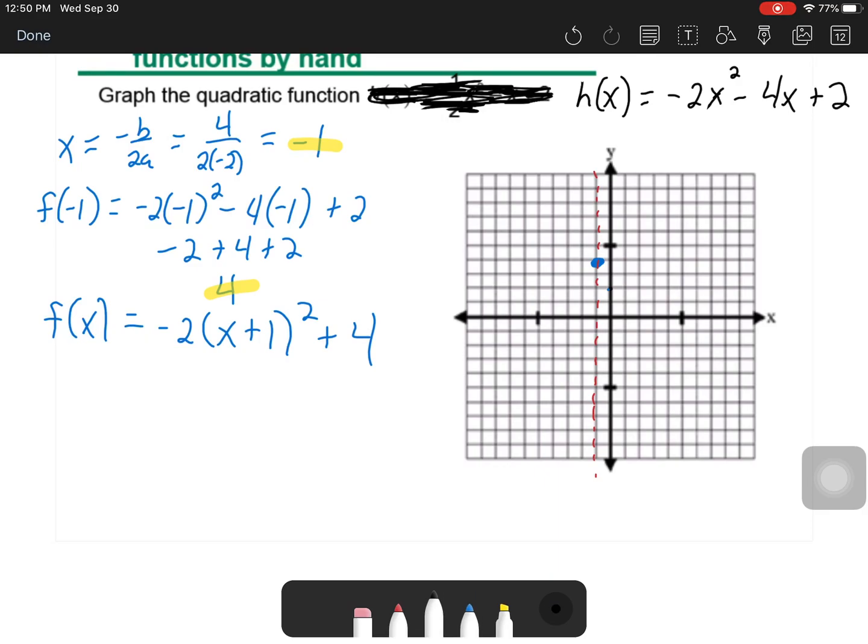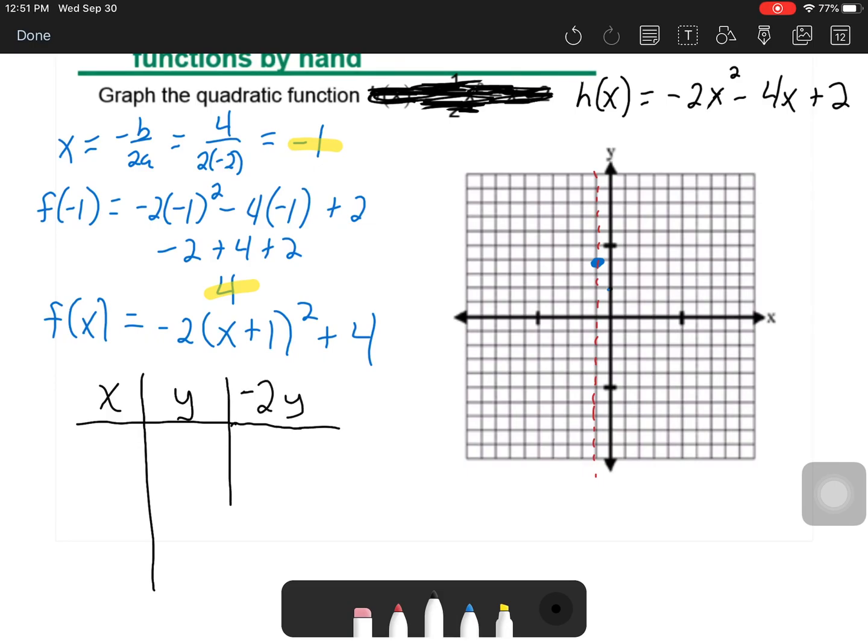Okay, and then what I would do here, and I think this is the way your algebra teachers did this as well, you're going to have an x, y, or f of x, whatever you want to call it. I'll just say y. An XY table, and we can put a few values in there, but if there's an a value here, then I think what most of your algebra teachers had you do was make a third column and call it whatever that a is, so it's negative 2 times y.